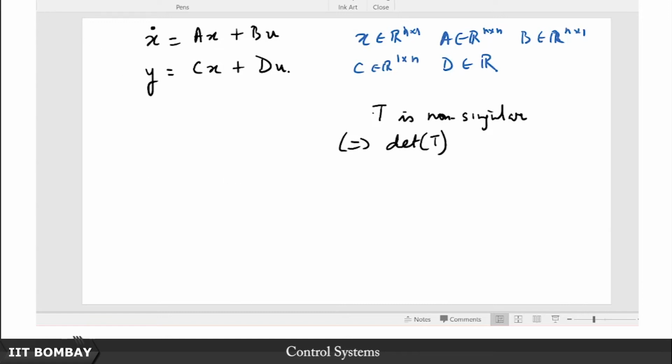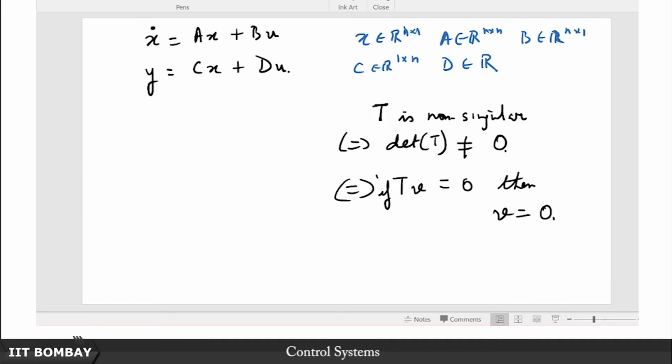So, the equivalent condition for T to be non-singular is that the determinant of T is not equal to 0. There is also another way of seeing this, that is to say that if T times V is equal to 0, then V must be equal to 0.